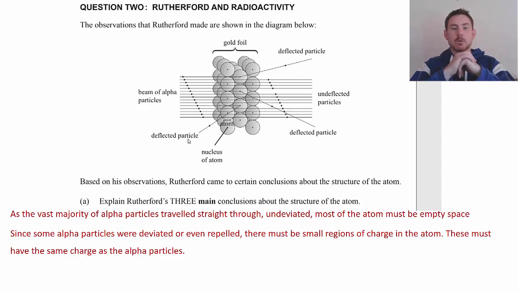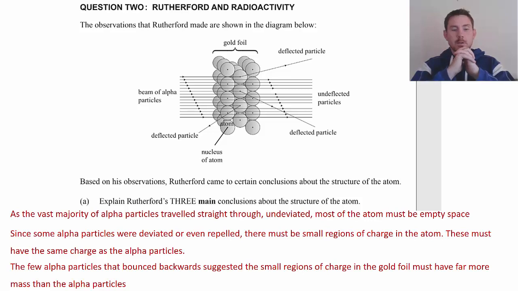And so that told Rutherford that there must be these small regions inside the nucleus. In order for the particle to be deflected backwards, they must be the same charge as the alpha particle. And in order for the alpha particle to bounce back, he also expected that the mass of those regions inside the gold foil must be very, very massive compared to the alpha particles. And you could also describe this as the areas that were identified in the gold foil as being very, very dense.